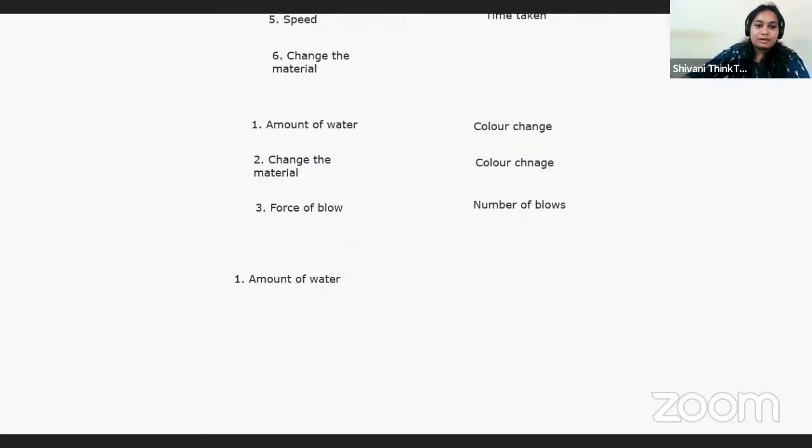Any one of you say what should be independent here? What should be the dependent here? Anyone? Ma'am, the amount of water should be independent and the dropper going up or down should be dependent. Also, the pressure should be independent and the dropper going up or down should be dependent. The dropper will go up and down, right? So that's dependent on the pressure applied.